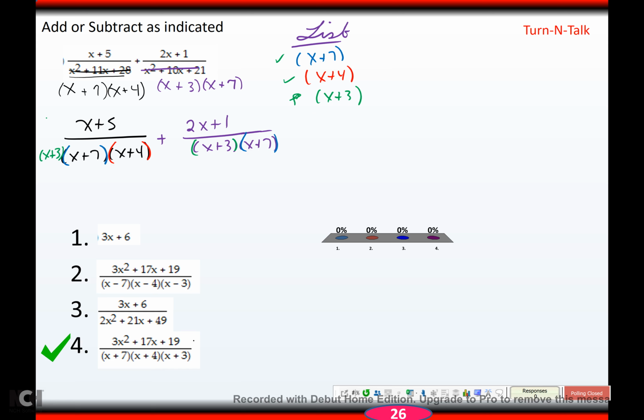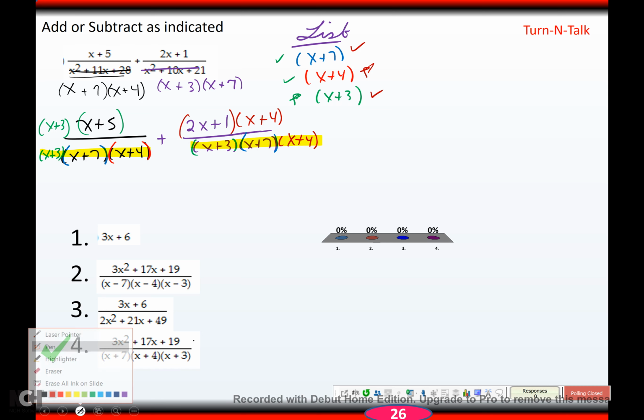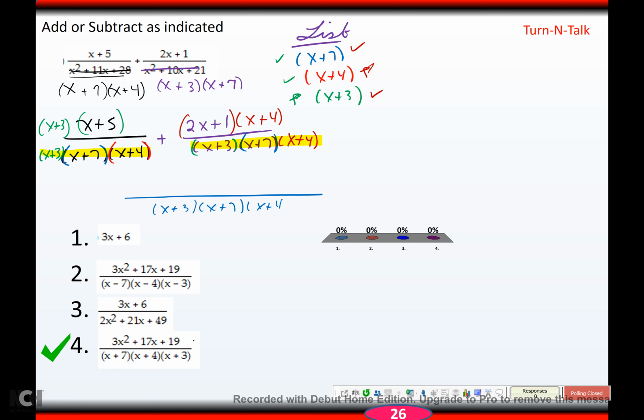So I'm going to multiply the top and the bottom by x plus 3. On the second fraction, it has the x plus 3 and the x plus 7. It's missing the x plus 4. So bottom and top by x plus 4. So now do you see that my two fractions have the exact same 3 factors in them? So that's going to be my common denominator, which I will keep as x plus 3, x plus 7, x plus 4.